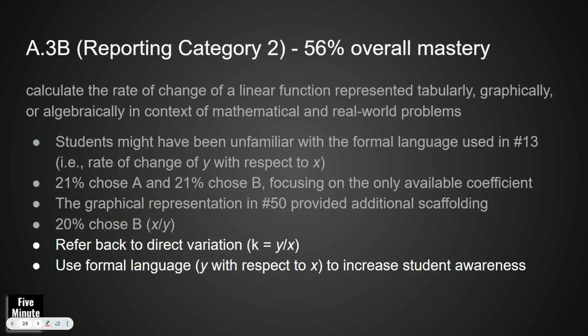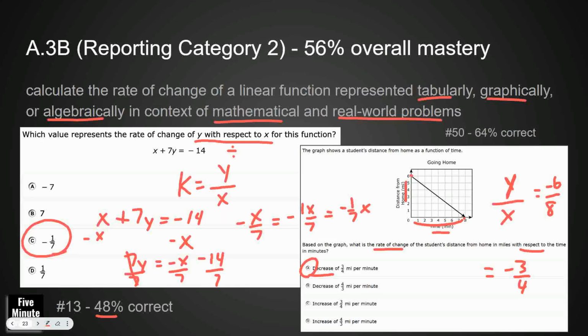Now, students might have been familiar with this formal language, this rate of change, y with respect to x. It was also in number 50, but at least they used the terms that were on the x and y axis, and they could use those as clues. But we need to use that language there. And 21% chose A, 21% chose B on number 13. Why do you think they focused on that? Well, there's only one coefficient here, that 7. They figured it's got to be positive or negative 7. If they didn't know what to do, they just went with a 7. And obviously, with this in standard form, not slope-intercept form, 7 is not even an answer.